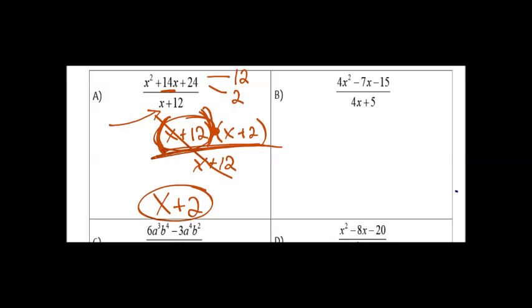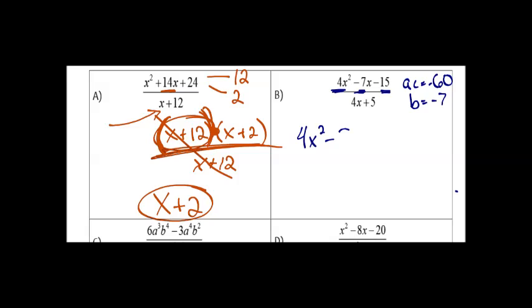Same kind of logic on the next one, except now I have to factor this using grouping. I have to do a times c, which is negative 60, and I have to figure out what's going to multiply by negative 60 and add up to be b, which is negative 7. I'm going to split negative 7 into those two factors.